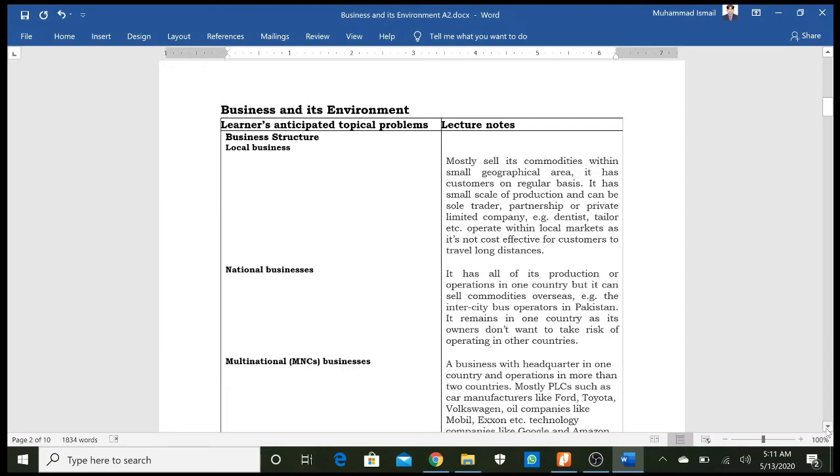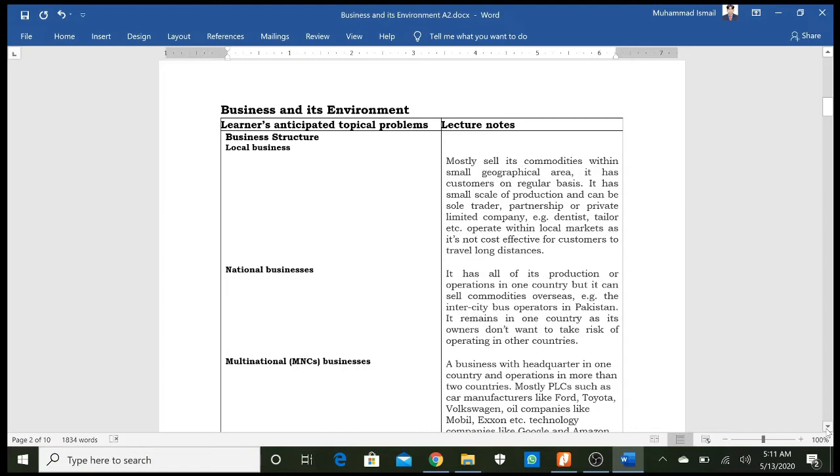Let's repeat that local businesses locate in small communities to facilitate people on daily basis, and legally they are either sole traders or partnerships or rarely private limited companies. Then comes national businesses. Now when we say national businesses, these have all of their production or operations in one country, but they can sell commodities overseas.